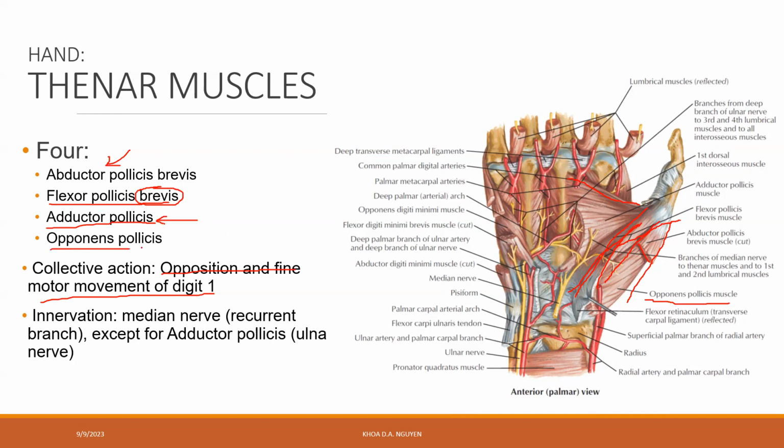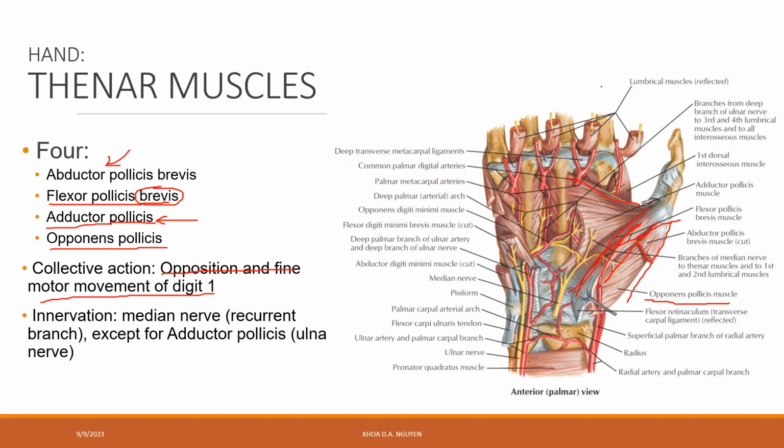And finally, what does the opponens pollicis do? It is going to make the thumb be able to oppose the pinky finger, okay? We call it thumb opposition. And I misspoke actually. That is something that only humans have the ability to do, okay? Not even the higher primates have the potential to do this motion, except for human beings. Human beings are the only ones that can do this.